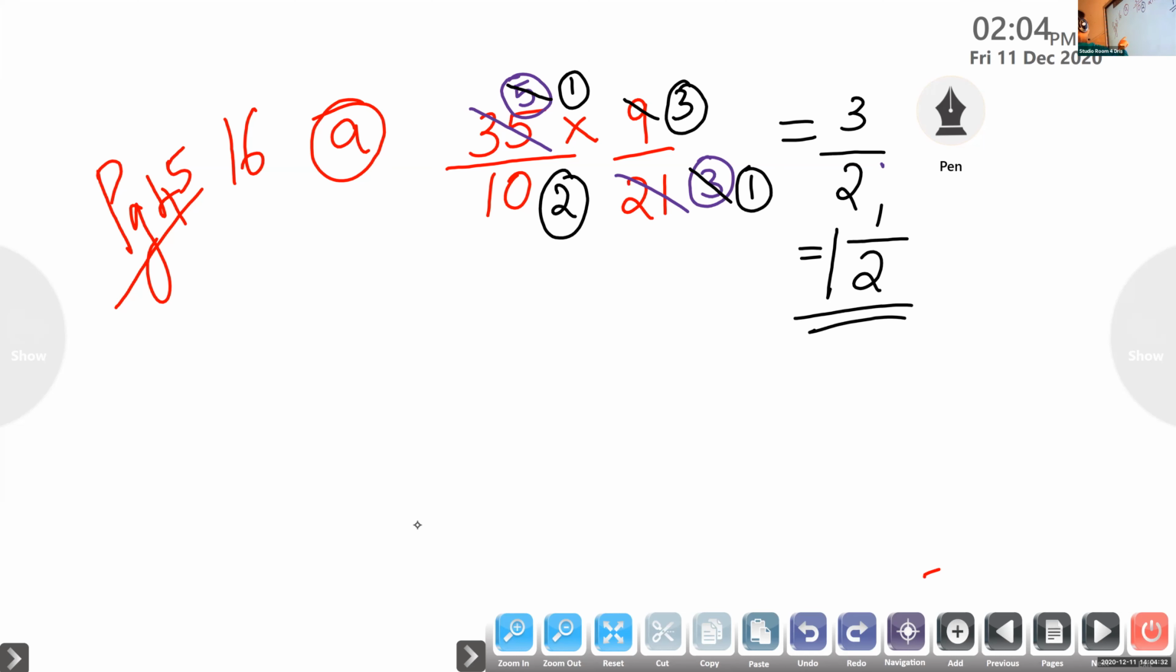So I will write another one with the common factors, 35 divided by 10. Those who want to do the multiplication method, they can multiply 35 into 9. Also, they can do 10 into 21, which is easy, 210. Then divide and check whether you got 3 by 2.